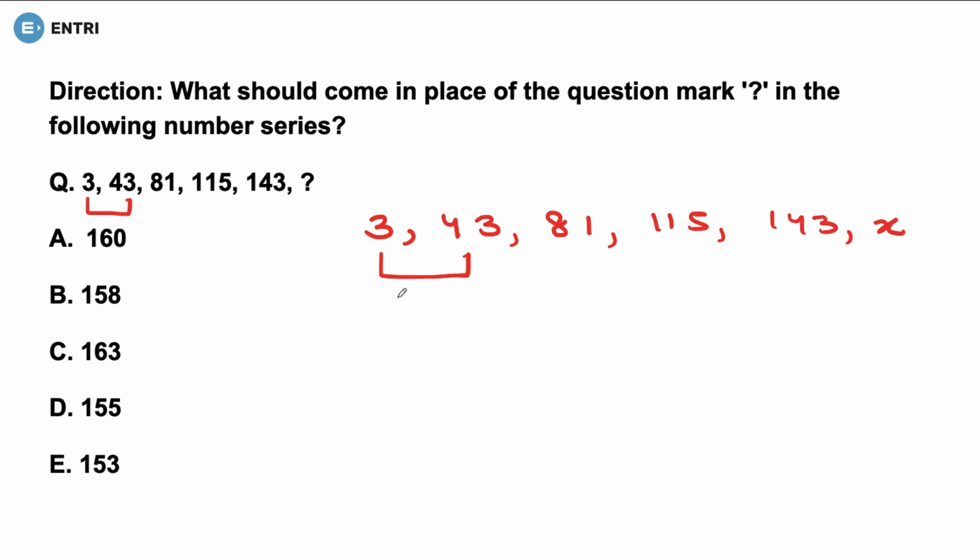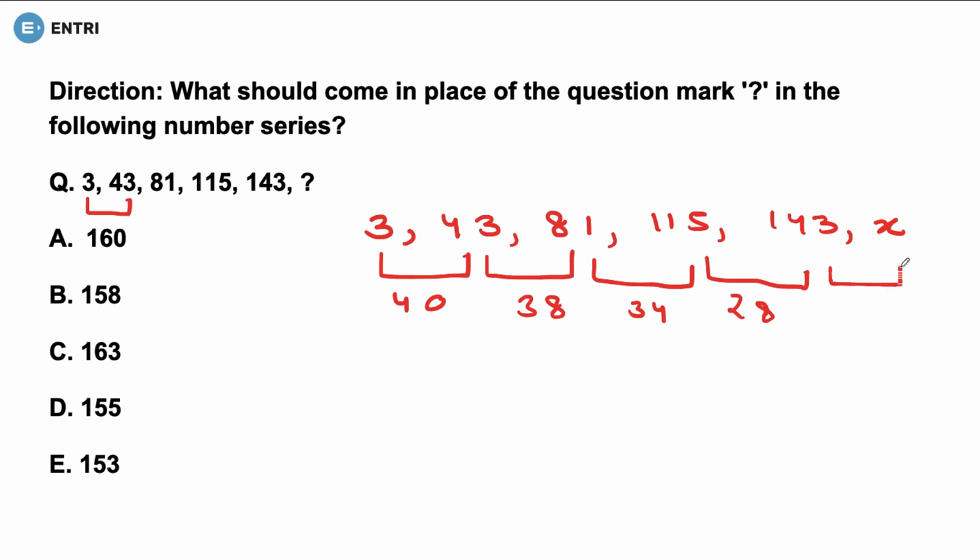So here, if you add 40, then 43 will come. Here if you add 38, then only this will come. Here if you add 34, then it will come. Then 28, but here you have no idea what will be used. But is there any sequence order that is maintained? Here's 40, then 38, then 34, then 28.